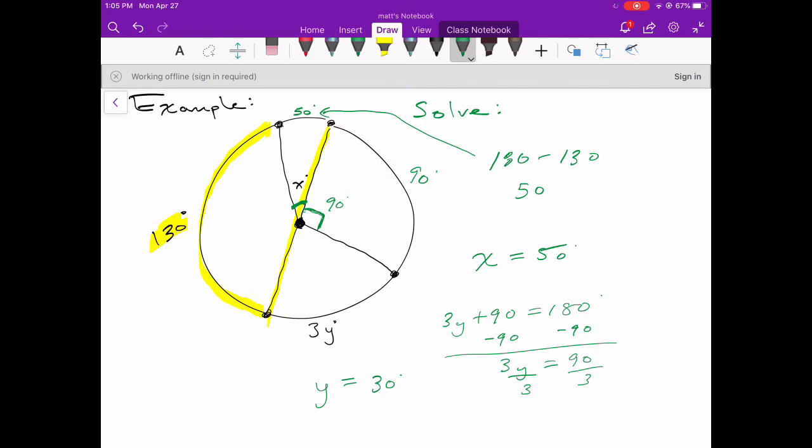Keep in mind, just as a refresher, central angle measure and arc measure are the exact same thing. A central angle's vertex is at the center of the circle. All the arcs of a circle add up to 360. You have minor arcs that are less than 180, major arcs that are greater than 180, and semicircles that are equal to 180. All right, good luck.